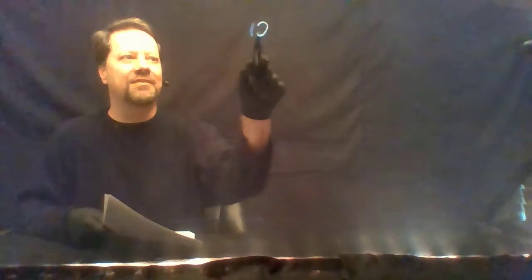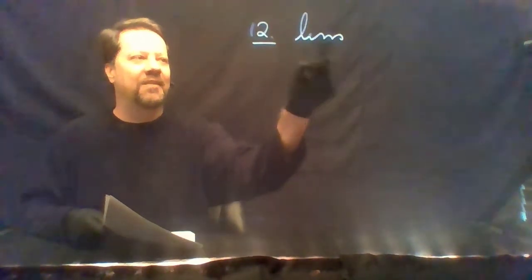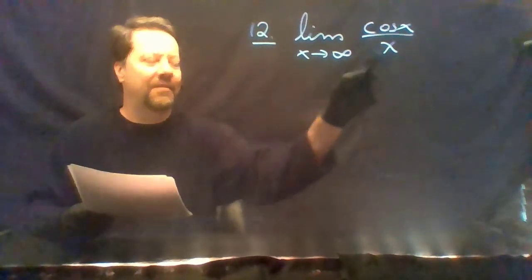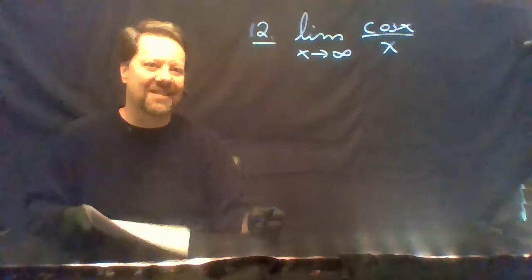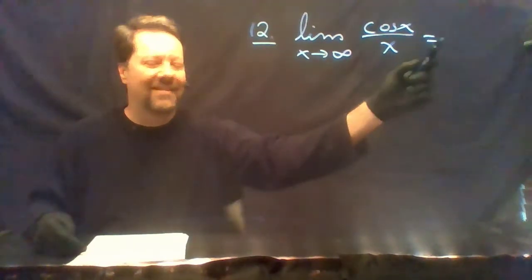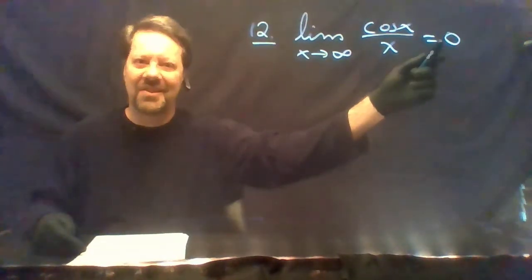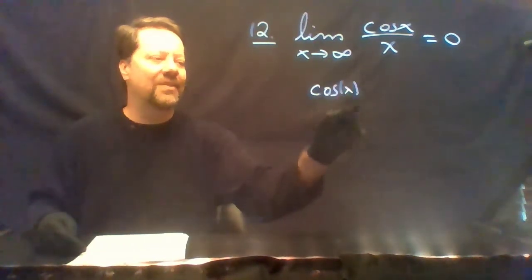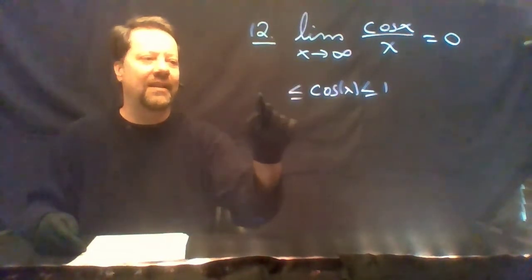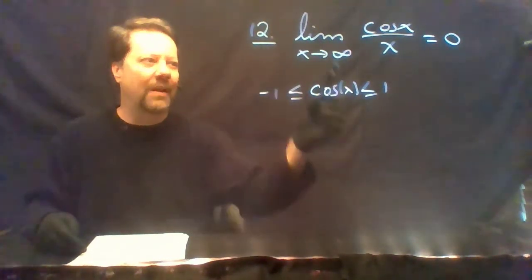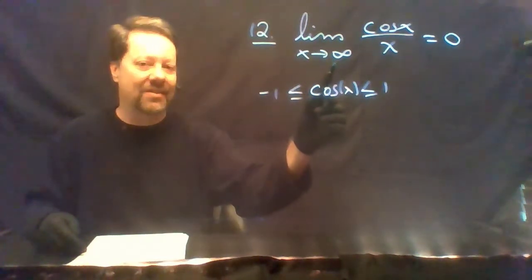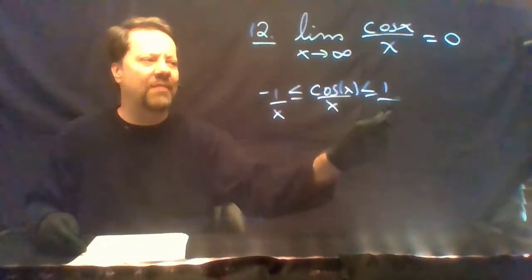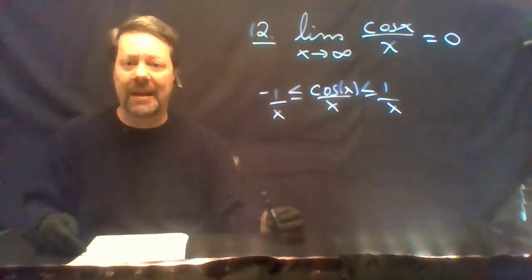On problem 12, we have the limit as x goes to infinity of cosine x over x. The limit is 0. Now, why is that? You can think of it this way. Cosine is trapped between negative 1 and 1. We're only interested in taking the limit as x goes to positive infinity. So if we divide by x, we'll divide by x's on the domain with positive x values.